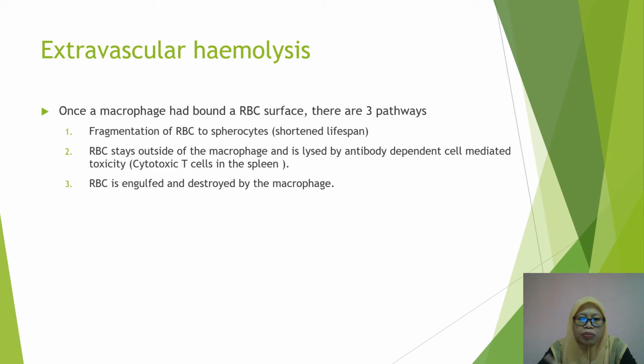Okay, the continuation from the previous slide. Once a macrophage is bound to the RBC surface, there will be three pathways by which the hemolysis occurs. There will be a fragmentation of RBC to spherocyte. This will cause a shortened lifespan of the RBC. The other pathway is that the RBC will stay outside of the macrophage and eventually be lysed by antibody-dependent cell-mediated cytotoxicity, which is also known as cytotoxic T cell in the spleen. And the other pathway is that the RBC is engulfed and destroyed by the macrophage.